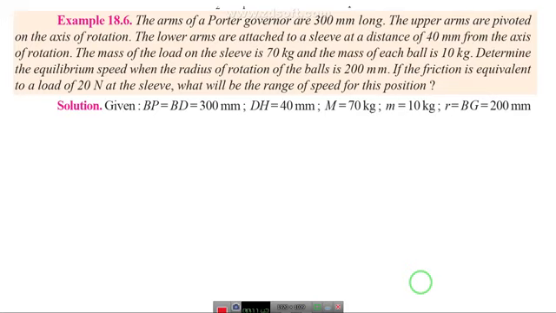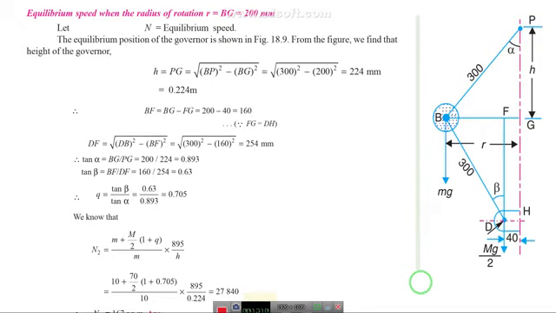So another problem. Here we have a length of arm of 300 mm, and the upper arm is pivoted to the axis of rotation. The sleeve is at a distance of 40 mm from the axis, the mass of the sleeve is given, the ball weight is given, the radius of ball rotation is 200 mm, the equilibrium speed is given, and the frictional force is given. So the h value we can calculate using the Pythagoras theorem. So h, what you will get now, is 224.